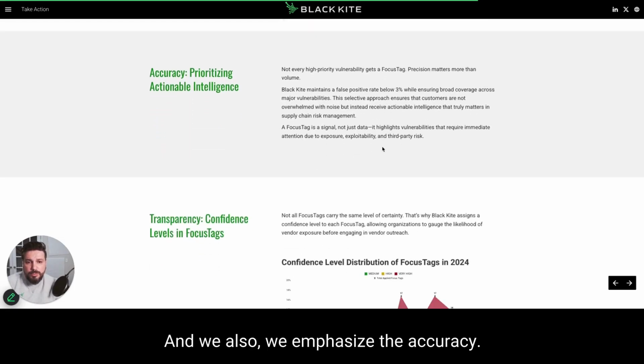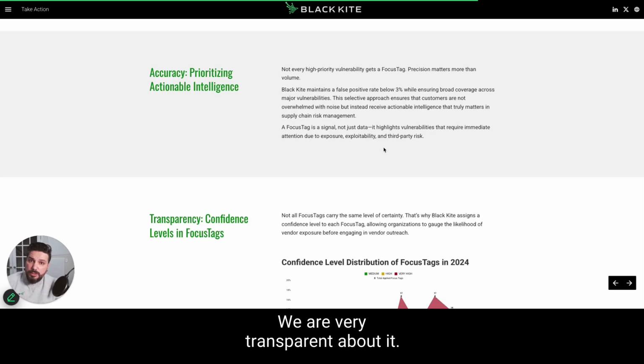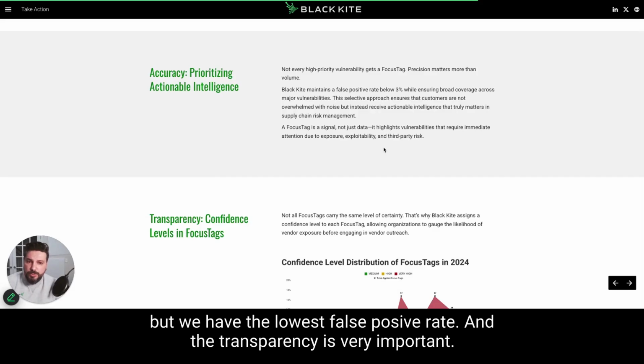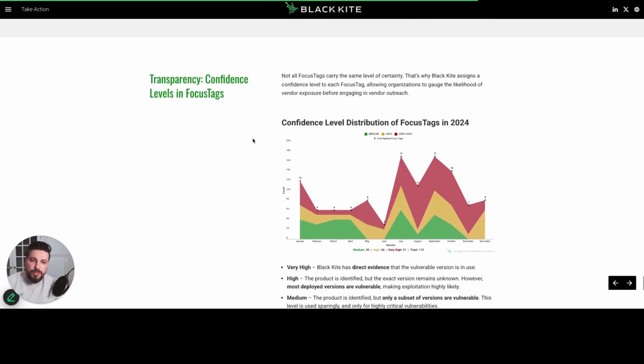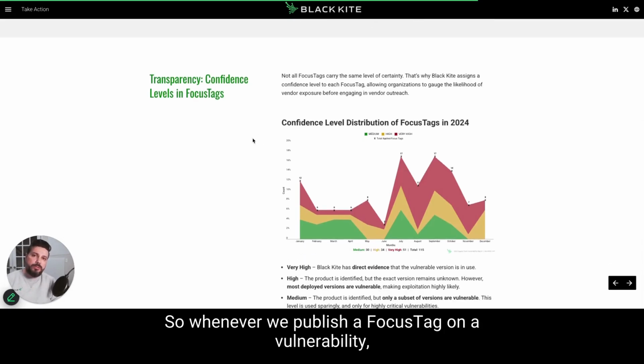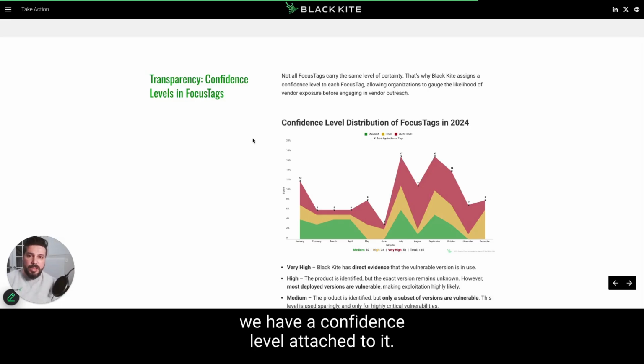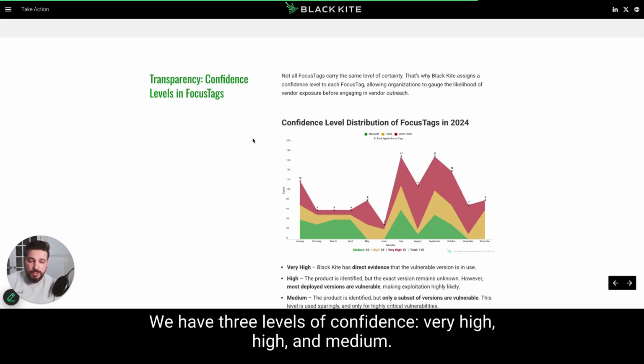We also emphasize the accuracy, and we are very transparent about it. Of course, there might be false positives, but we have the lowest false positive rate, and the transparency is very important. Whenever we publish a focus tag around a vulnerability, we have a confidence level attached to it. We have three levels of confidence: very high, high, and medium.